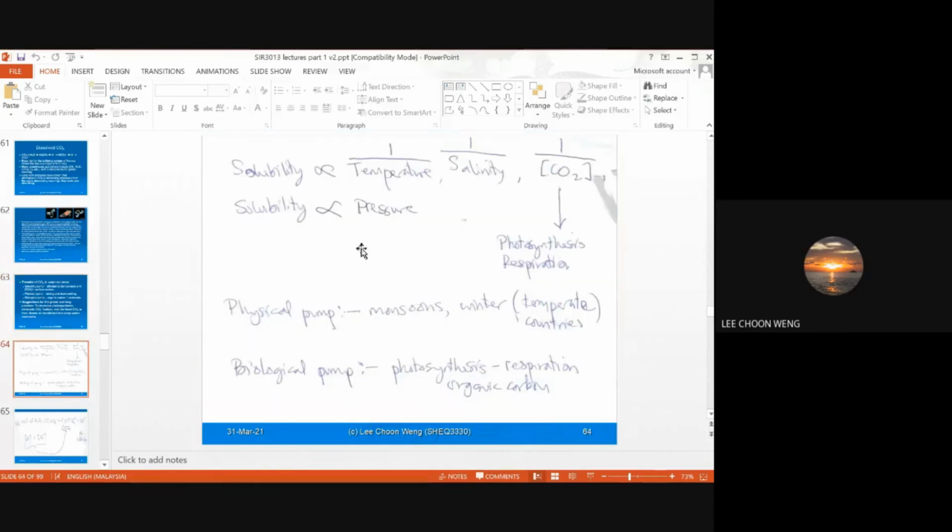So solubility is inversely related to temperature, salinity, and CO2. And because CO2 is related to photosynthesis and respiration, inevitably it is also related to biological processes. The physical pump is related to monsoons and winters, especially for temperate countries. And the biological pump is related to photosynthesis and respiration.